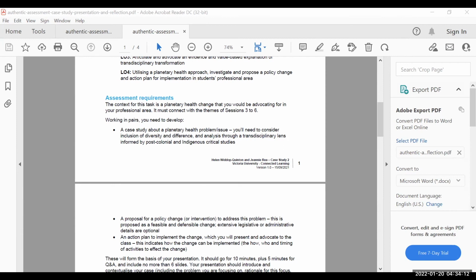The thing that makes this assessment task less authentic is the fact that the rubric does not reflect the requirements of the task. The task is great, but the rubric doesn't match.